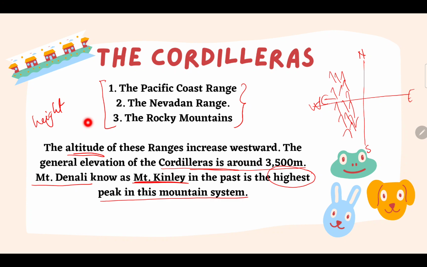This is a mountain system because there are different ranges: the Pacific Coast Range, the Nevadan Range, and the Rocky Mountains. Under these ranges there are different mountains, so many mountains are there.